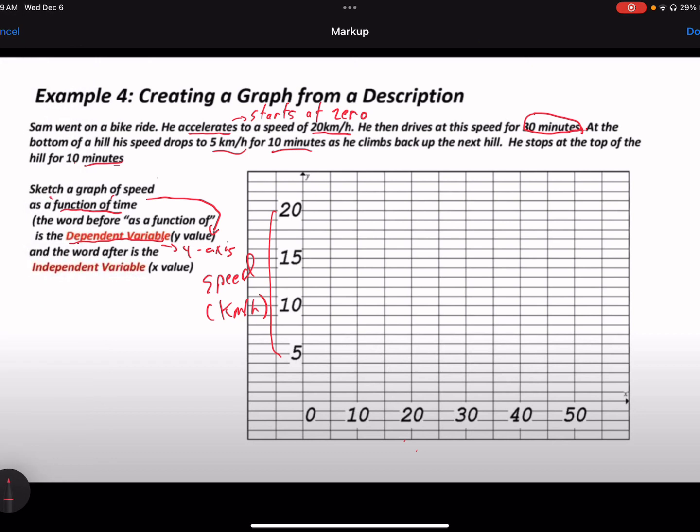And then that means that time is the independent variable, or it goes on the x-axis. And that's going to be in minutes, simply because they just give us minutes as units inside the question. So we're going to write minutes here.